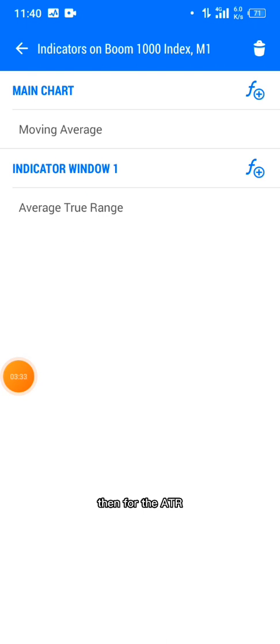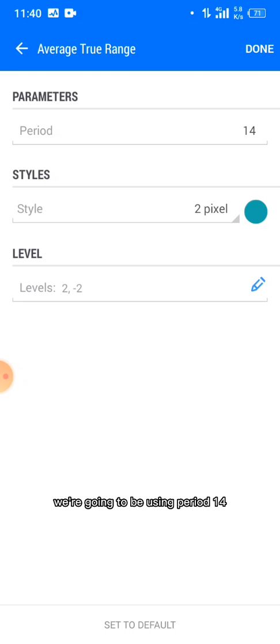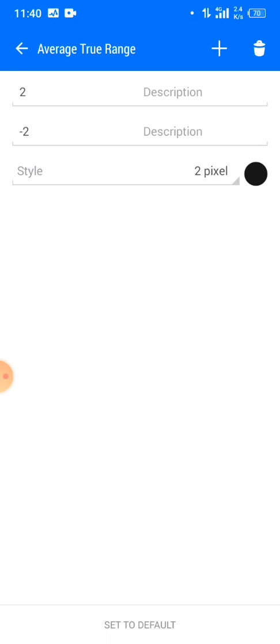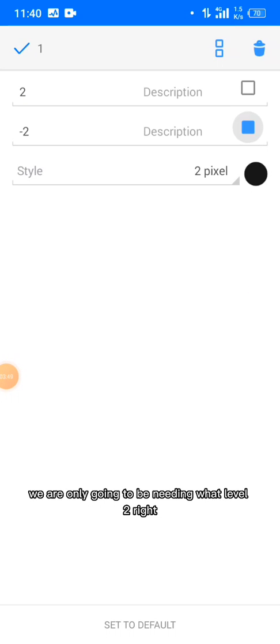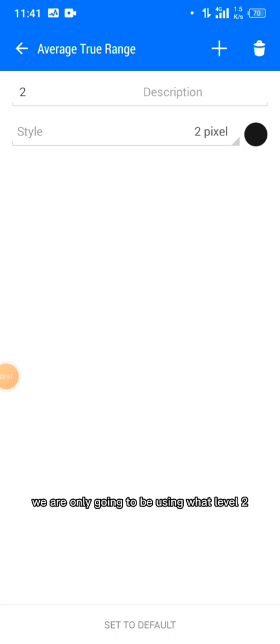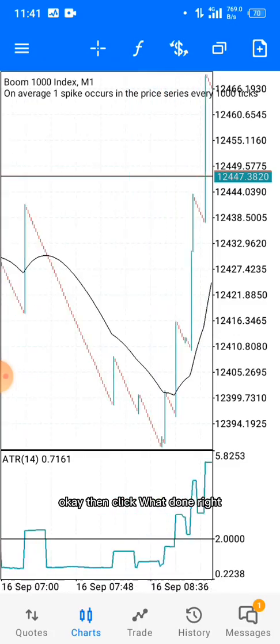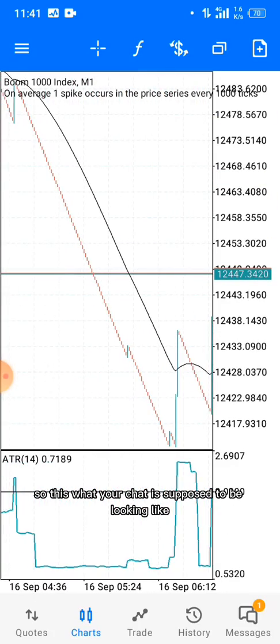Then for the ATR, let me show you the settings. For the ATR, we're going to be using period 14, style 2 pixel. Then for the levels, we're only going to be needing level 2. Then shift the style to 2 pixel for the line to be thick, for the level to be thick. Then choose black or any color of your choice. Then click done. So this is what your chart is supposed to be looking like.